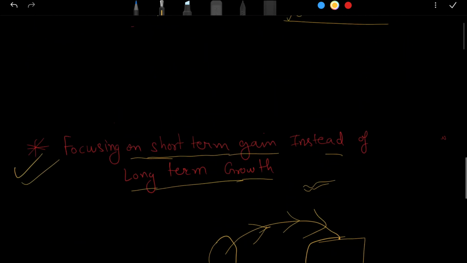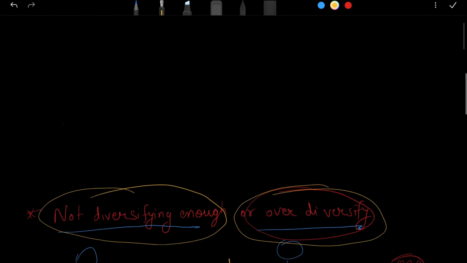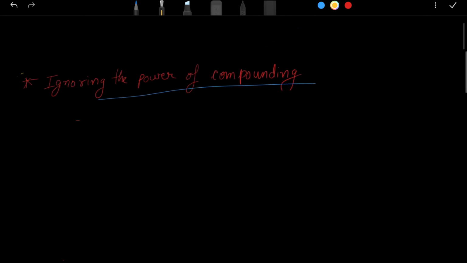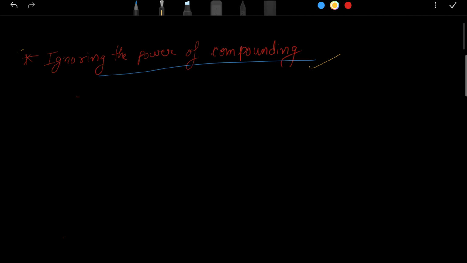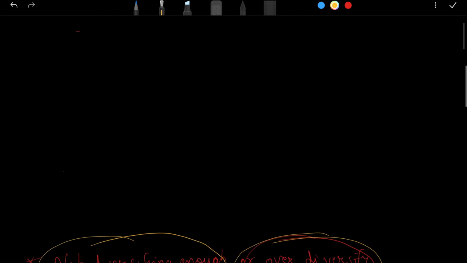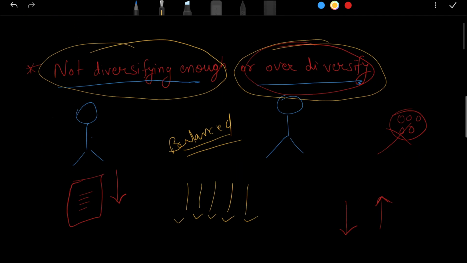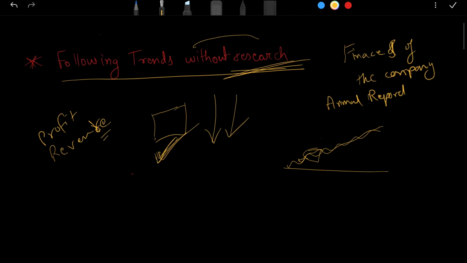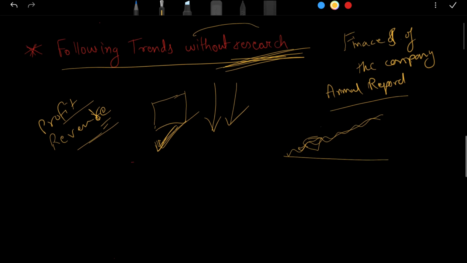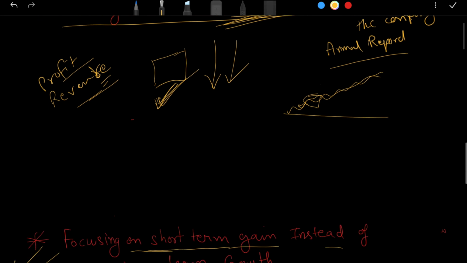Yeah, so these are the 5 points I wanted to share with you all. So just reading it one more time for you. Ignoring the power of compounding: you should never ignore the power of compounding, as I've shown you. Not diversifying enough or over diversifying: you should always be very balanced, right? You should always do research, read the annual report, check the profit, revenue, gross margin, something like that, how the product is doing, right?